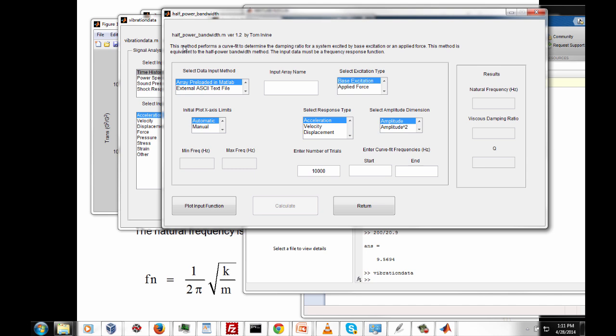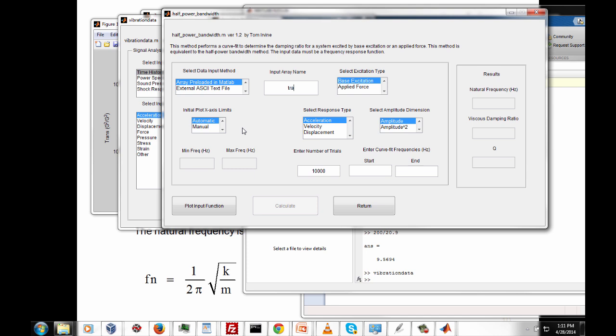So what we do is, well, let's read this. This method performs a curve fit. It's trial and error using random number generation with some built-in convergence to determine the damping ratio for a system excited by base excitation or an applied force. This method is equivalent to the half power bandwidth method. Well, actually, it's an extension of it, so I need to change that. The input data must be a frequency response function, and it's fairly important that we get some of these things correctly entered.